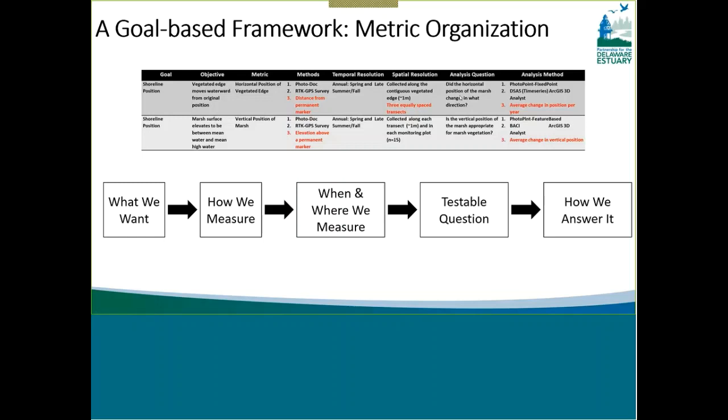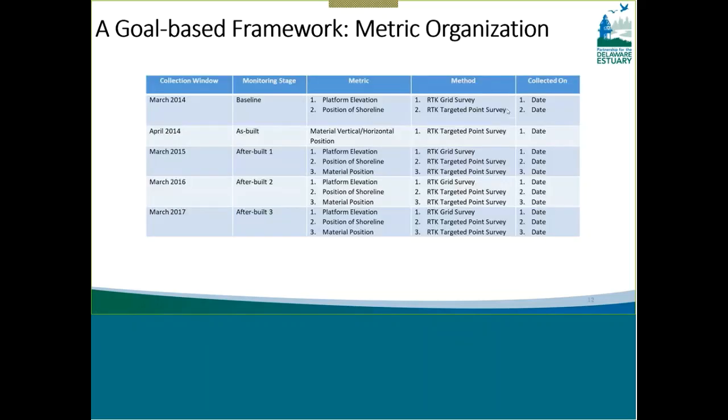Then my question, now it's called analysis question, but it doesn't have to be, it's not really complicated. My question is just, did the horizontal position of the marsh change and in what direction? I'm basically just asking the question based on my objective. And how am I going to do it? I'm going to look at the average change in the positions per year. So on these 3 transects, every year, I'm going to measure along that tape where that marsh is. I'm going to take an average of the 3, and each year, I'm going to see if it's moving towards the water or if it's moving towards the land. So this just helps you organize your thoughts. Here is structurally how I am going to do that.